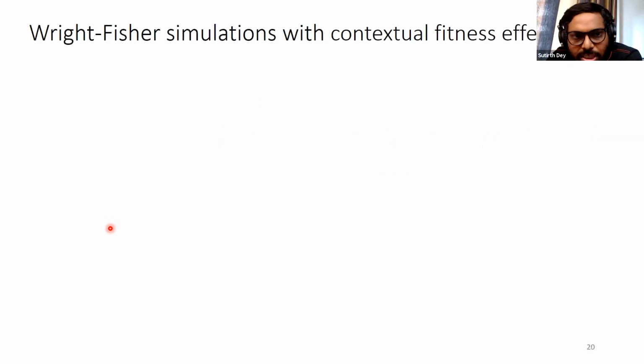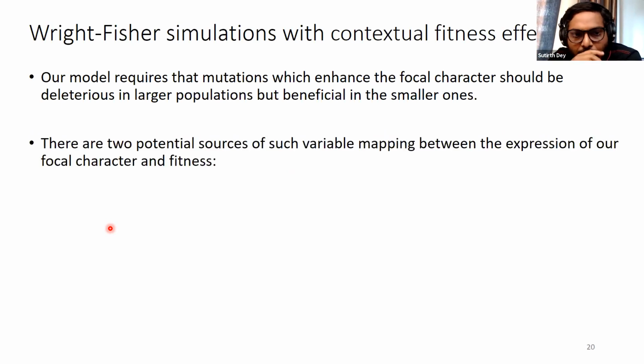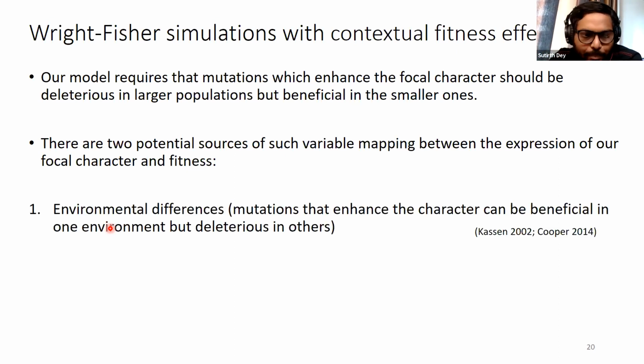Now, we did some Wright-Fisher simulations. Our model requires that whatever trait we are talking about is going to be bad in the larger population, but beneficial in the smaller population. And if you think about how the mapping happens between the expression of our focal character and fitness, there are two ways in which this can happen.